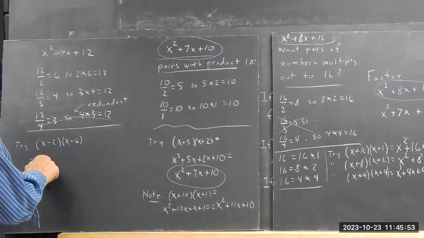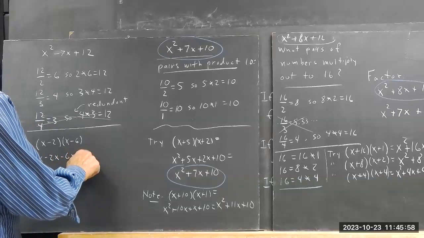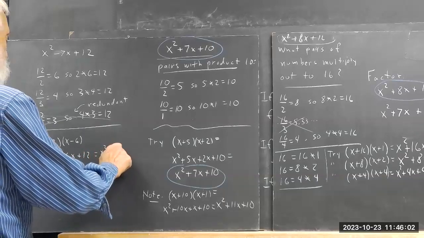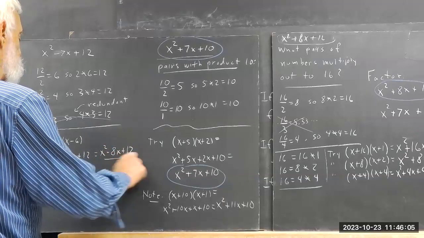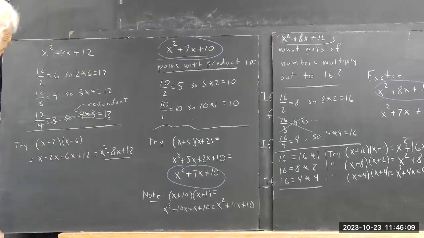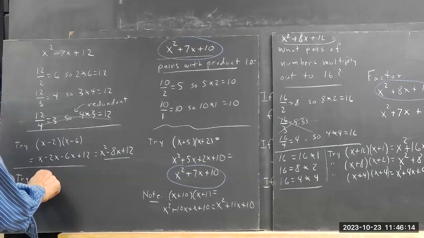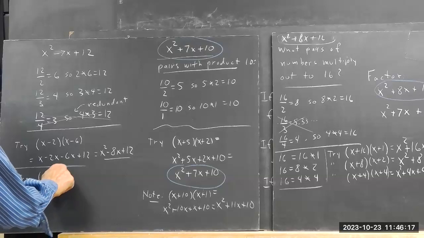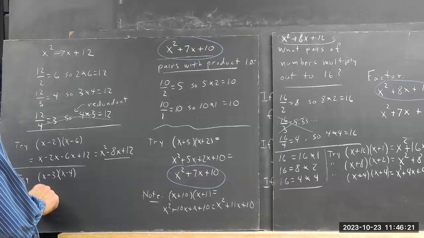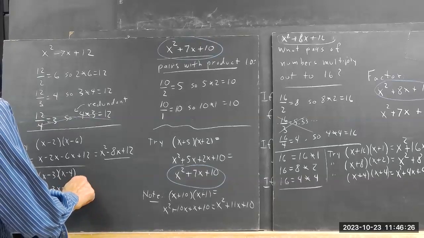This equals x squared minus 2x minus 6x plus 12, which equals x squared minus 8x plus 12. Well, that's not quite what we want. We want 7x. We're getting close. So now we try x minus 3 times x minus 4. And we get x squared minus 3x minus 4x plus 12.